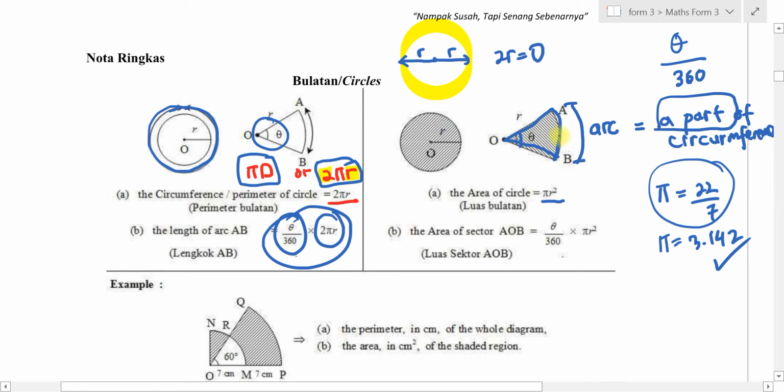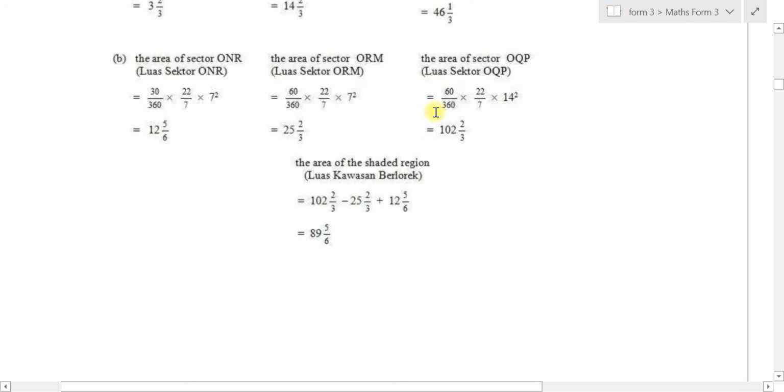Okay, similarly, what is a sector? Sector is a part of the circle. So area of sector is a part of the area of circle. So theta over 360 times pi r square. Okay, so basically there are only two formulas, 2 pi r and pi r square. This is for length, this one for the area. That is the difference. Okay, so we're gonna calculate a few questions here.